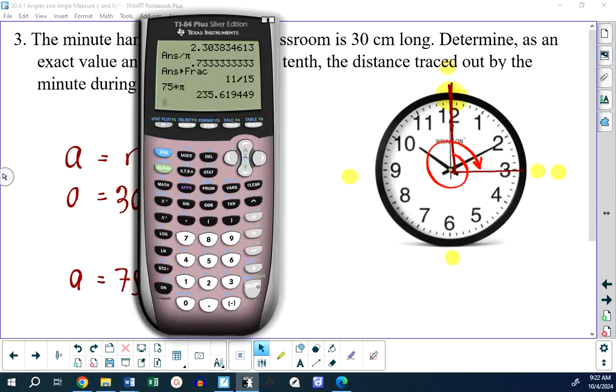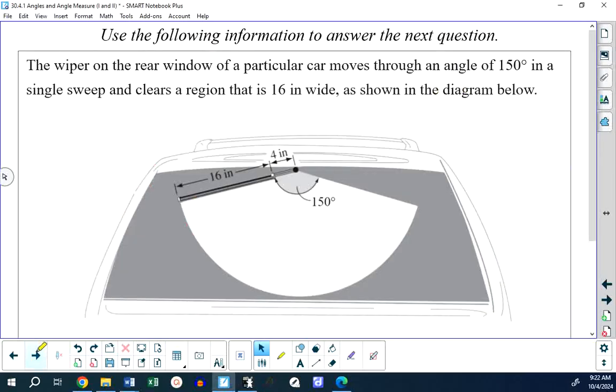Okay. One last example. I don't care for this diagram, but I pulled it from a resource from Alberta Learning, and they used it on a diploma exam. So what you have is a wiper blade on the back of an SUV. The SUV has been caked with mud or dirt, and the wiper blade has gone through and cleared a clear spot. And you're asked to determine the perimeter of the cleared space.